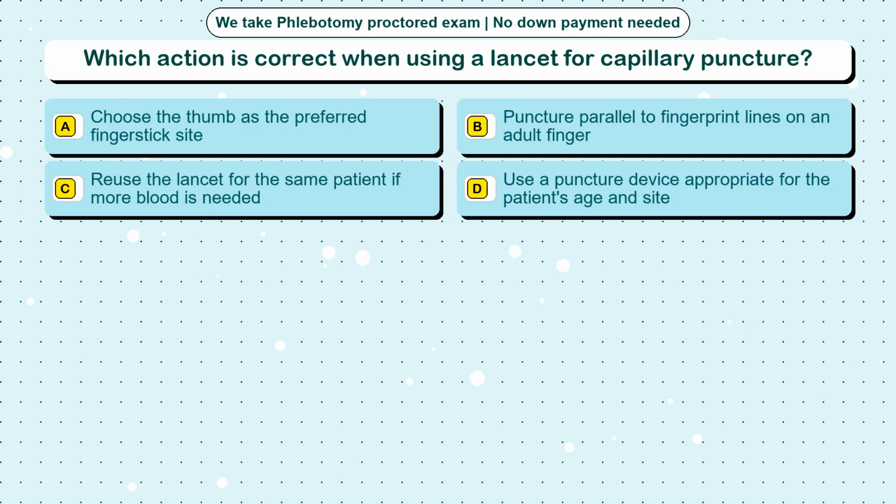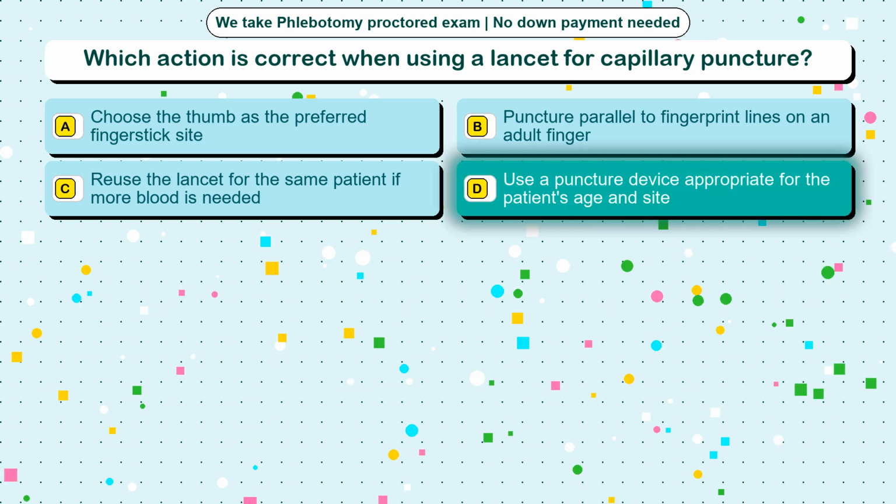Question 82. Which action is correct when using a lancet for capillary puncture? Option A, choose the thumb as the preferred finger stick site. Option B, puncture parallel to fingerprint lines on an adult finger. Option C, reuse the lancet for the same patient if more blood is needed. Option D, use a puncture device appropriate for the patient's age and site.